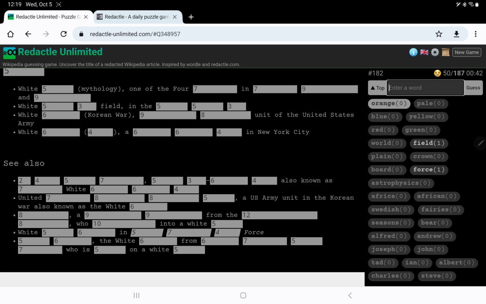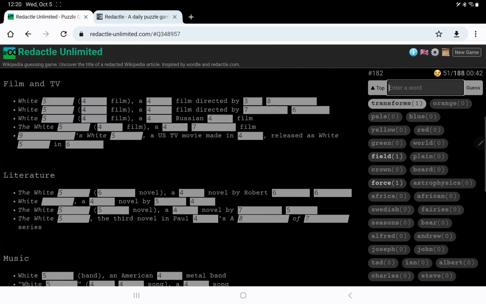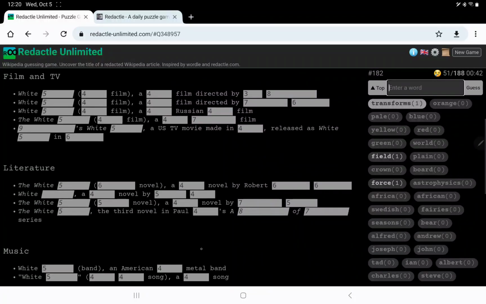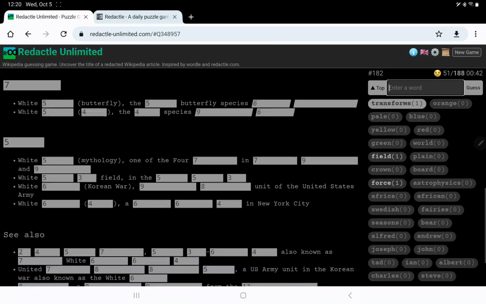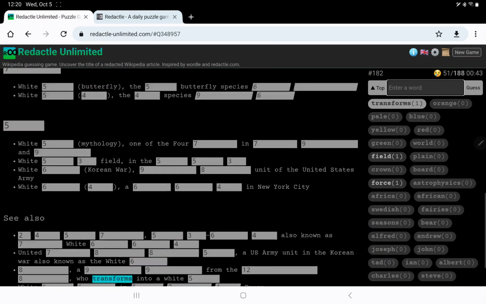And then 8, a 9-9 from the 12-8. I think this is the same as the one we have above in the animal section, who something into a white, who transforms, yes, into a white 5. So I think that's referring, oh, not there. Where was that one that said about turning into? No, I guess it was just here. But that's 8.